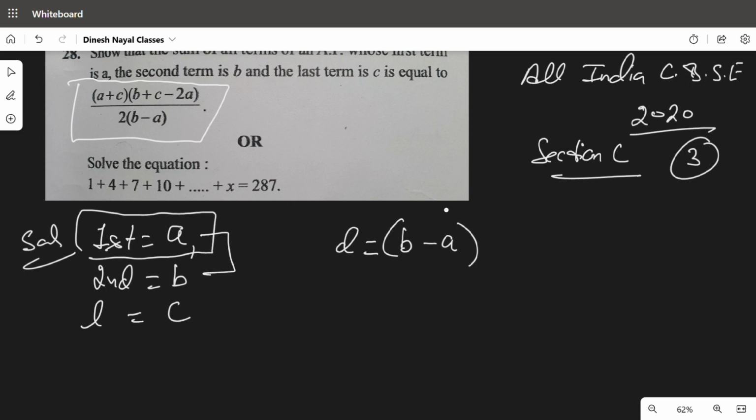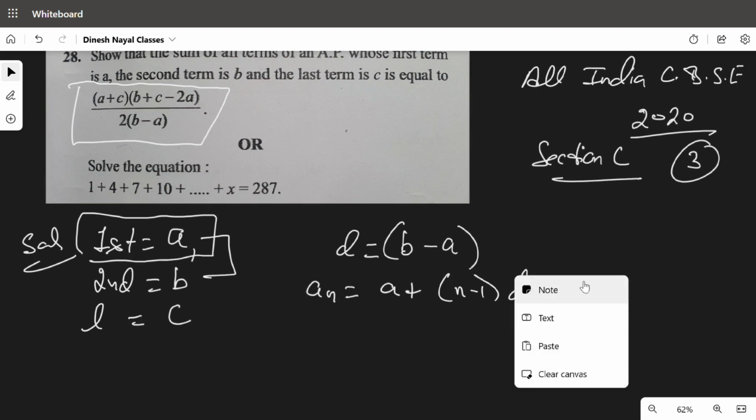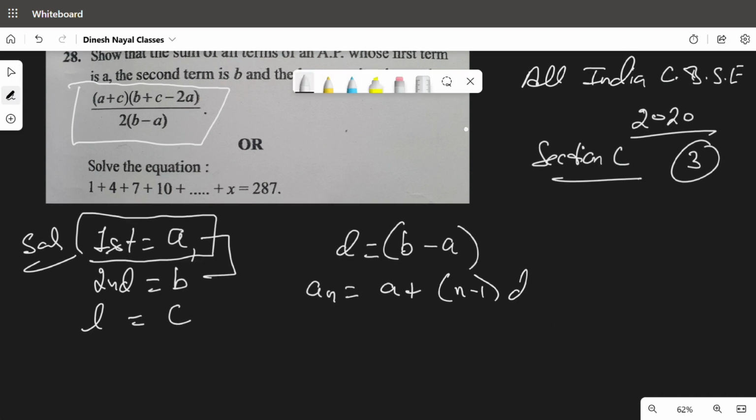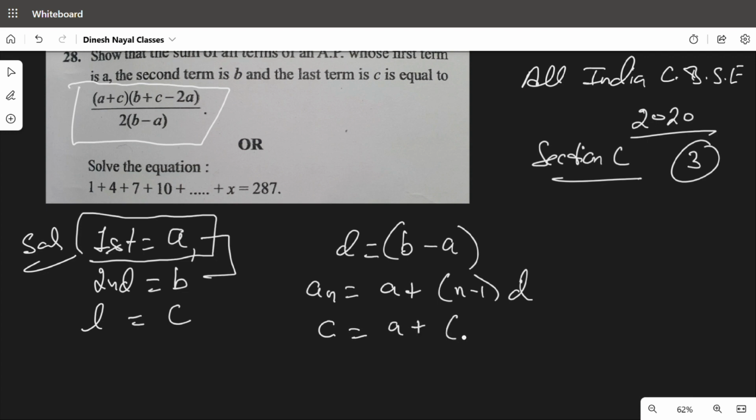Now, what's the nth term? How do we write the nth term? an is equal to a plus n minus 1 into d. That's the nth term. Now we know that the nth term, the last term, is actually c. So substituting the value, c equals a plus n minus 1 times b minus a.